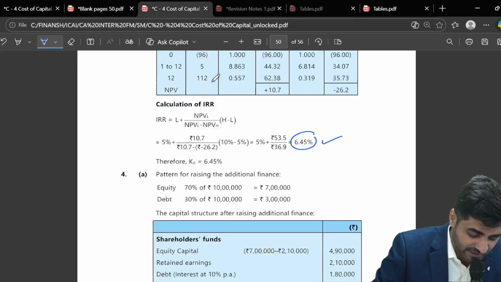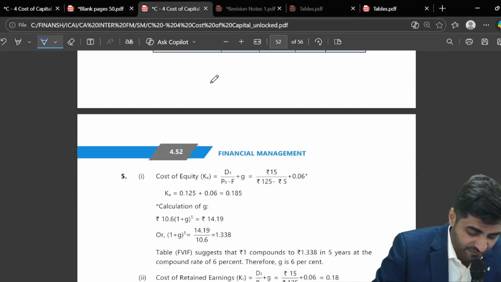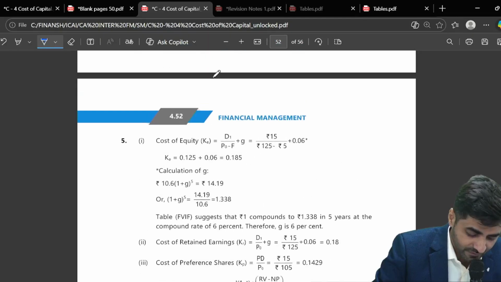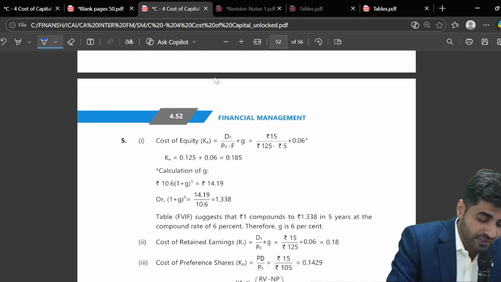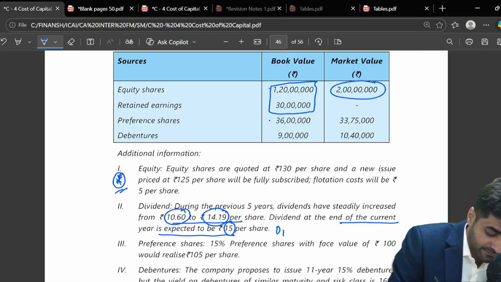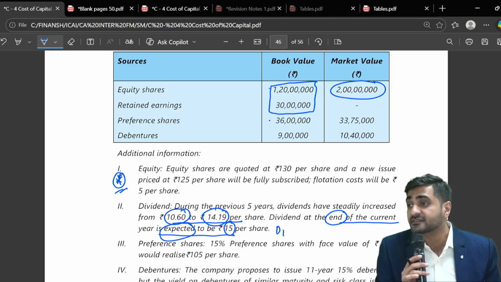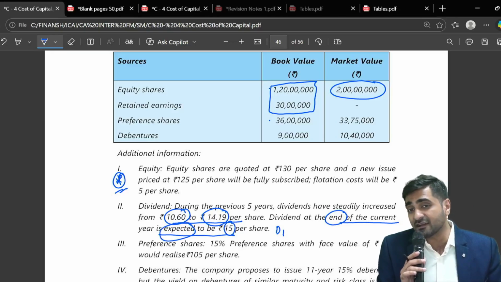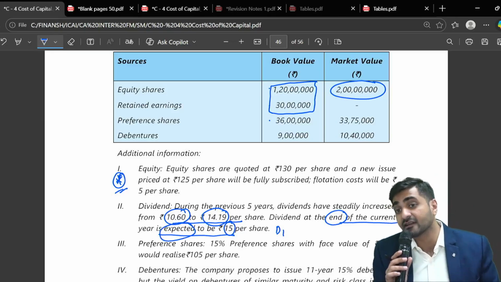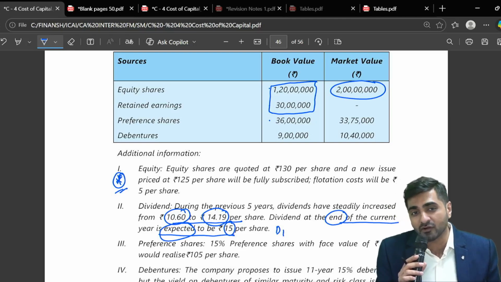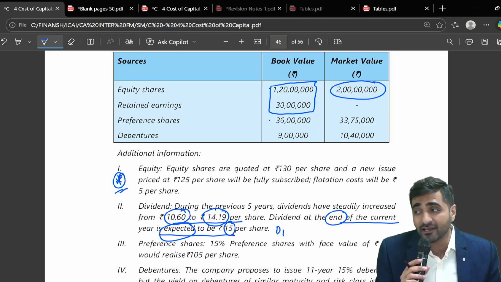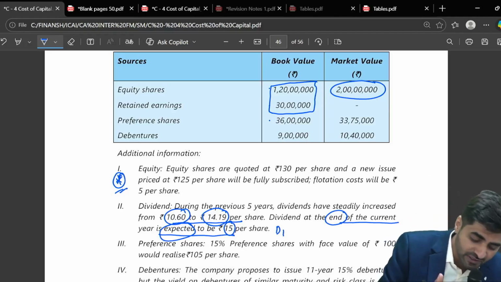What will you treat this as? That will be treated as D1, because it says dividend at the end of the current financial year is expected to be. Can you see the wordings? So this is last year's dividend, or this is going to be next year's dividend. Now this is very important to identify because the growth rate depends on it. So are we going to add any growth rate to it? No growth rate. So this is going to be 15.